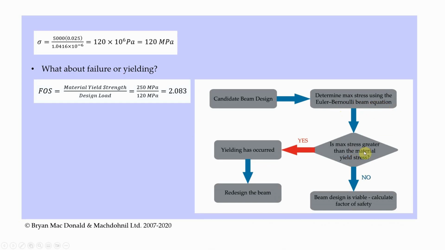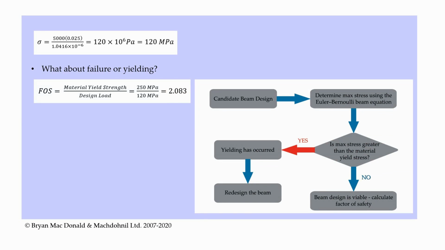And then we got an answer there, and then we asked ourselves the question, well, is the maximum stress greater than the material yield stress? In this case, the answer was no. So we said the beam design is viable, and we calculated the factor of safety as we did here. If the answer here was yes, then we'd say that, well, yielding has occurred, and what that means is permanent plastic deformation has occurred. So we need to go and redesign the beams.